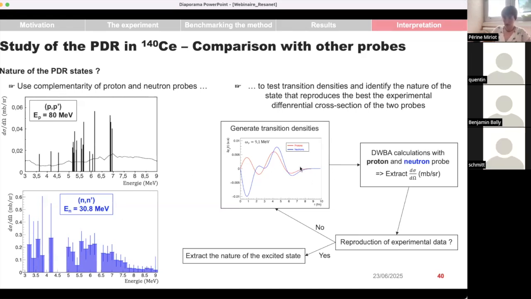So for instance, we can multiply by 3 the contribution of the neutrons and see how it changes the cross-section. For all the transition densities that we will generate, the DWBA calculations will be applied for both the proton and the neutron probe, and the differential cross-section will be extracted. And from those predictions, we will see if we can reproduce the experimental data at the same time for the proton and the neutron probes. If not, we can change the transition density, and if yes, we can extract more information on the nature of the excited state and then compare it with the microscopic prediction. So this is to be done in the coming weeks.